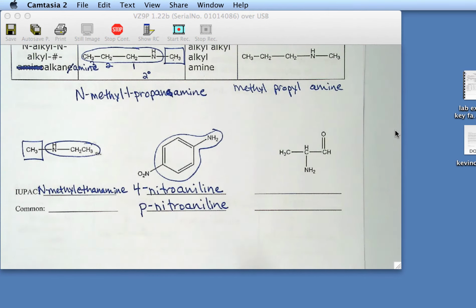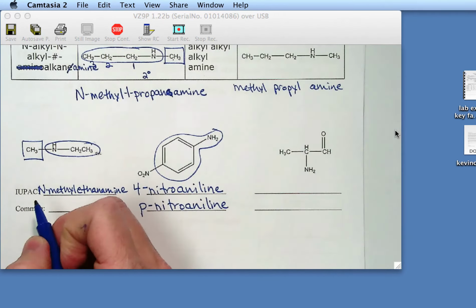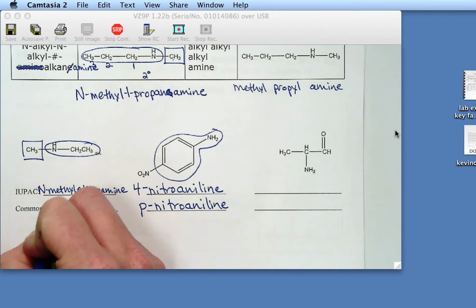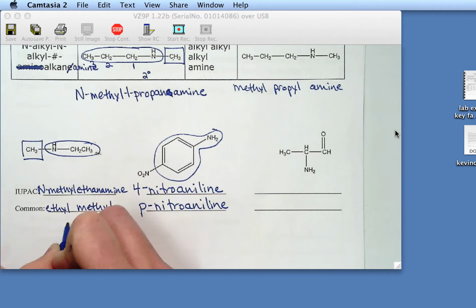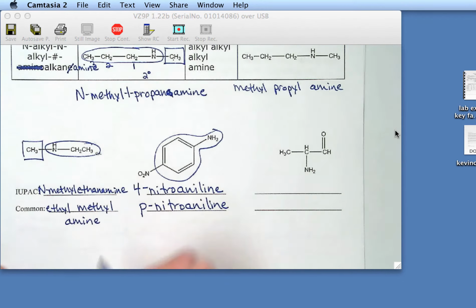Common: ethyl. See, you're starting to like common. You're starting, I could see it. Ethyl, methyl, amine. I like that one. It's cute. Yeah, a lot of funny names.